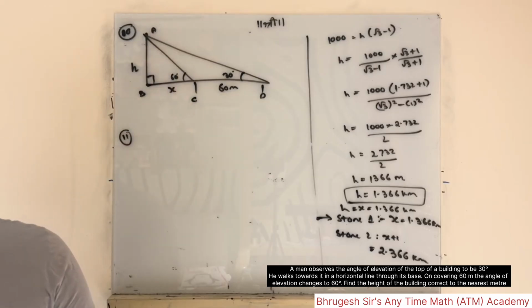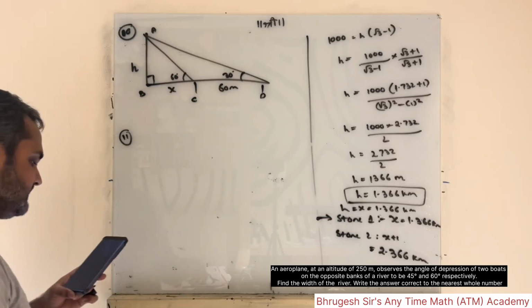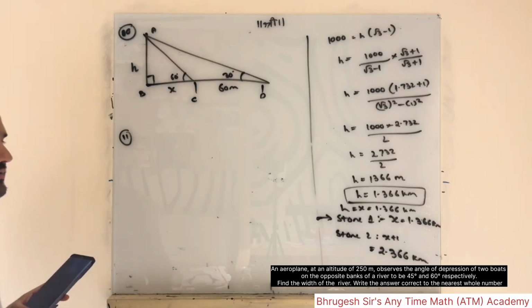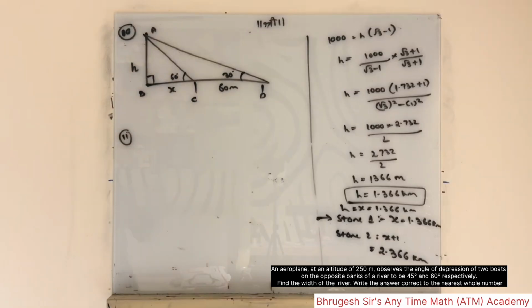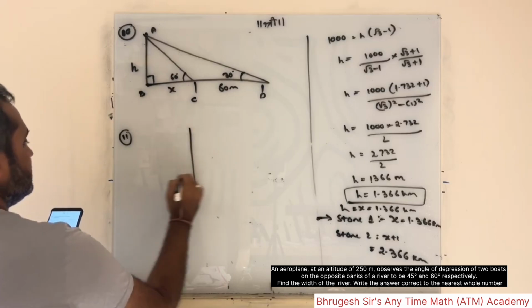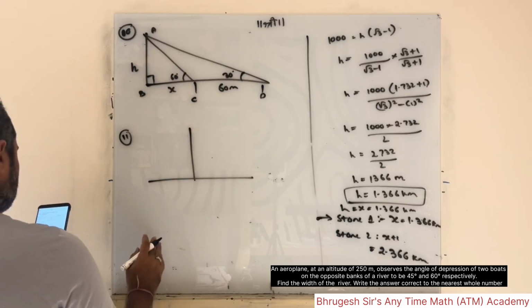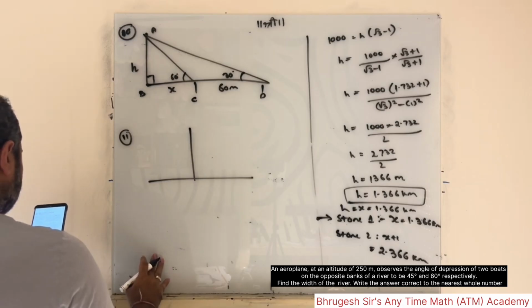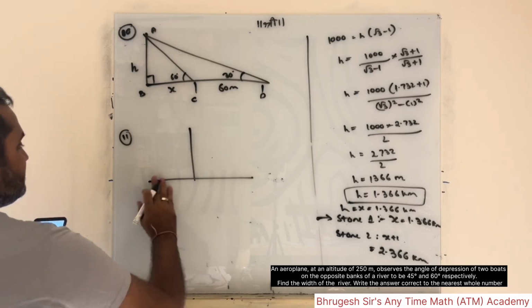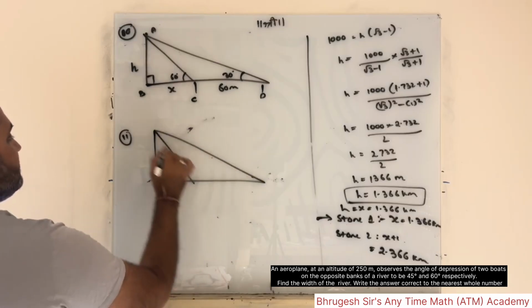11th one. As observed from the top of the 80-meter tall lighthouse, the angle of depression of two ships on the same side are 30 and 40 degrees. Okay, beta? Find the distance between the two ships. ठीक है? The angle of depression of two ships on the same side बोला था बेटा. So this is your same side, beta.